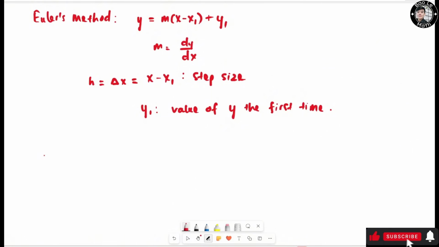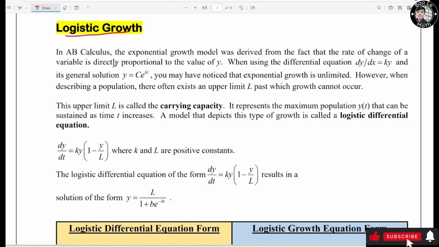Now next one, we're going to talk about the logistic growth. In AP Calculus, the exponential growth model was derived from the fact that the rate of change of a variable is directly proportional to the value of y. When using the differential equation dy over ds equals k times y, its general solution is y equals c times e raised to the kt. You may notice that the exponential growth is unlimited.